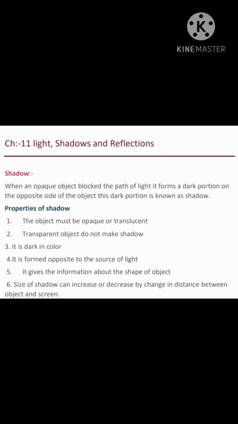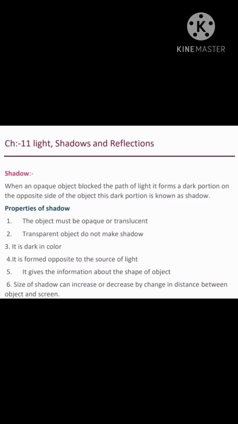Now, talking about the properties of shadow. Number one, for a shadow to be formed, the object must be opaque or translucent. Number two, transparent objects do not make shadows. So, if you take any transparent object, a shadow will not be formed. Number three, shadow is dark in color.